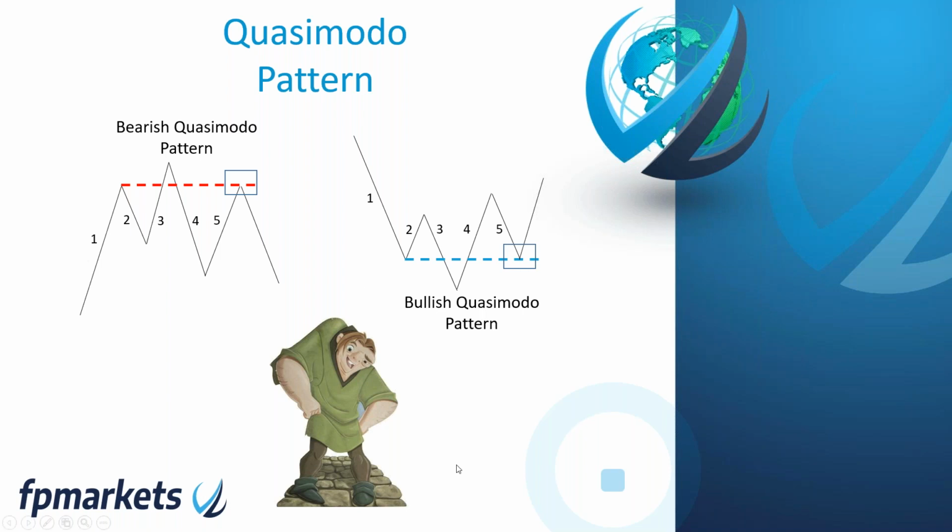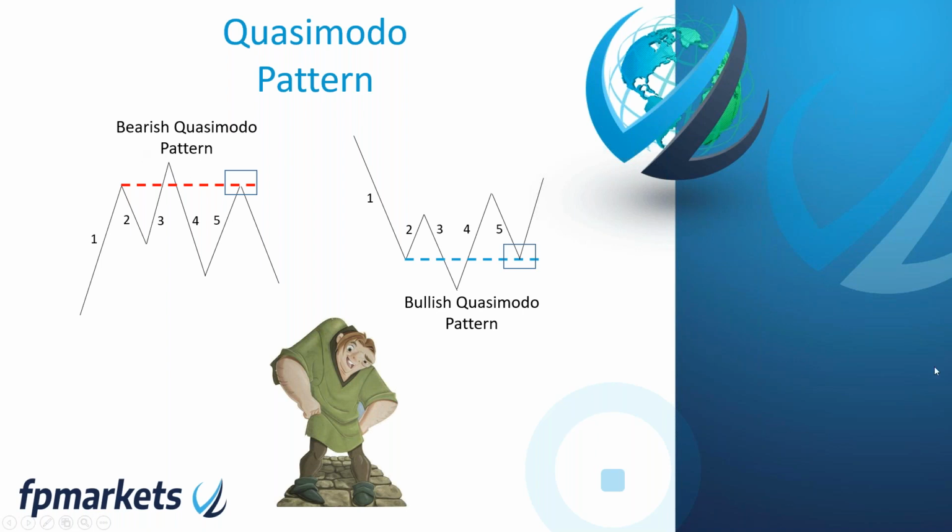So also the friendly looking chap below is how I believe the Quasimodo got its name. The fictional character Quasimodo, the main character in the novel The Hunchback of Notre Dame, is shaped similar to a bearish Quasimodo pattern. The poor chap has a somewhat deformed head and shoulders, as does the bearish QM.